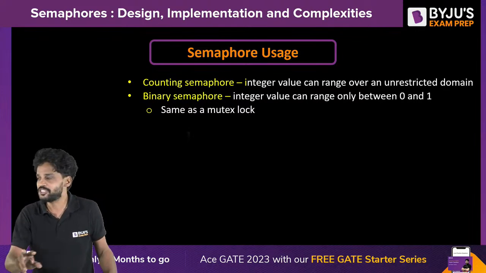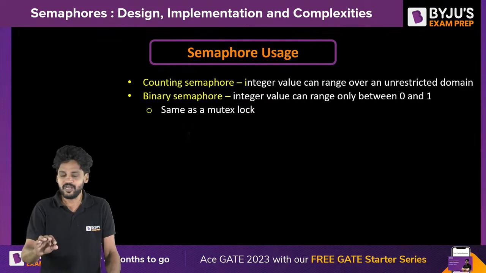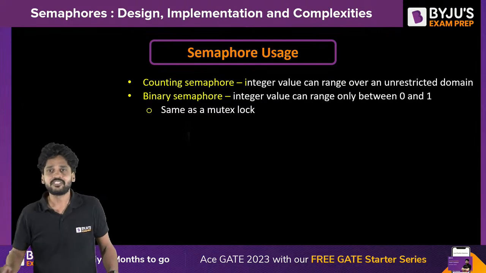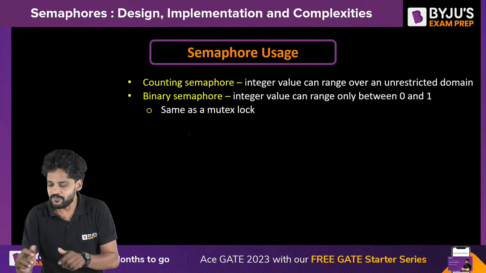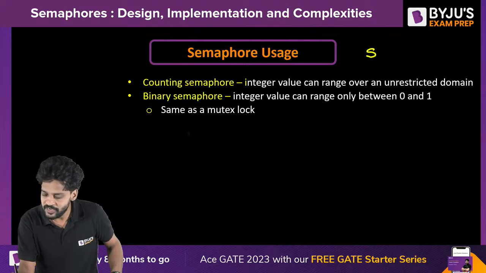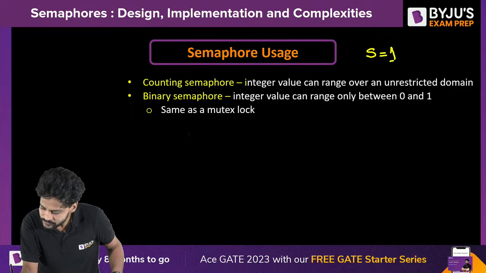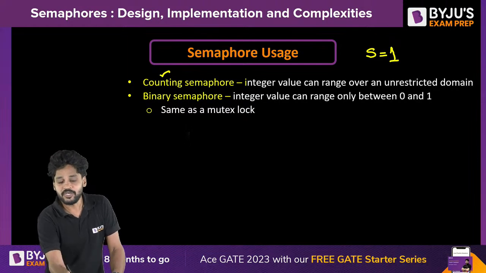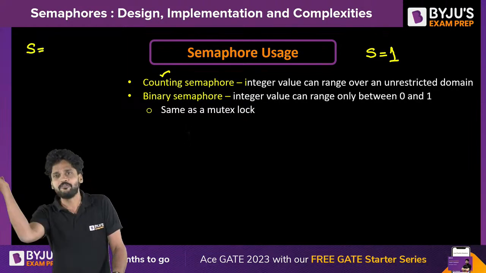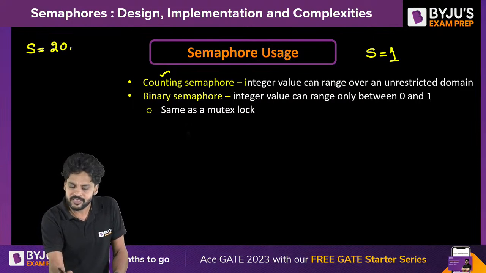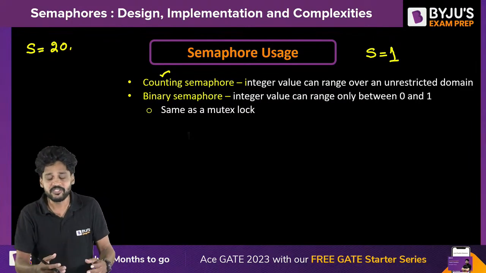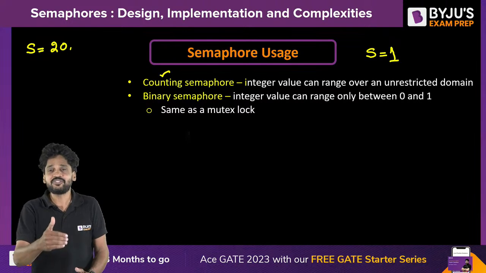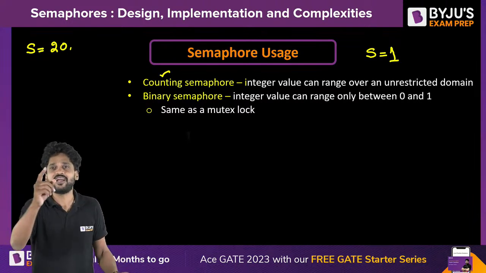So, what is the counting semaphore? Understand carefully. The counting semaphore can be initialized to any value, some unrestricted domain. Just a short while ago, I told you that a binary semaphore S value can be initialized to only 1. But the counting semaphore can be initialized to any value. The value can be 20, 30, or 100. Sir, what is the difference? Simple. The counting semaphore is used to protect access to some instances of a single kind of resource.